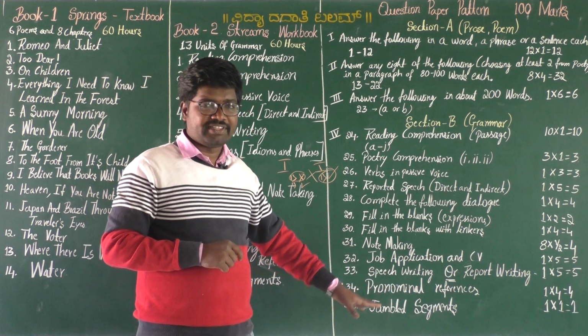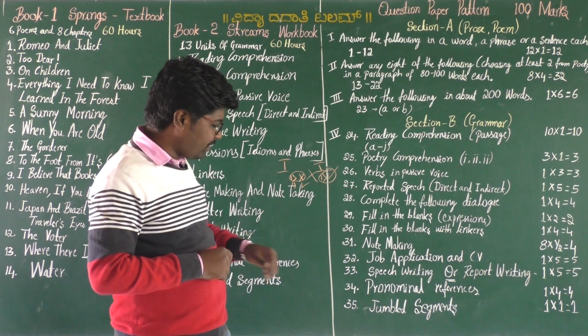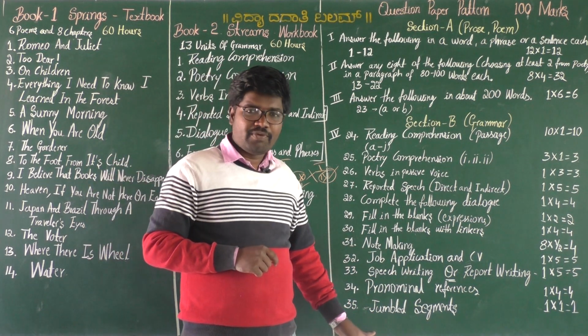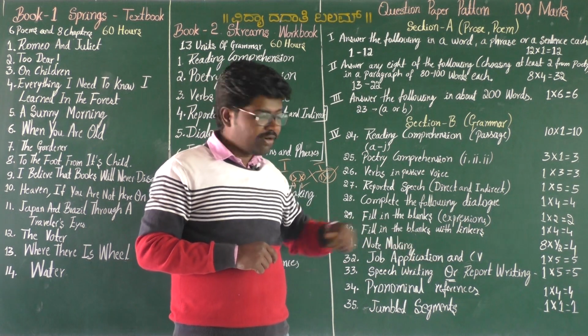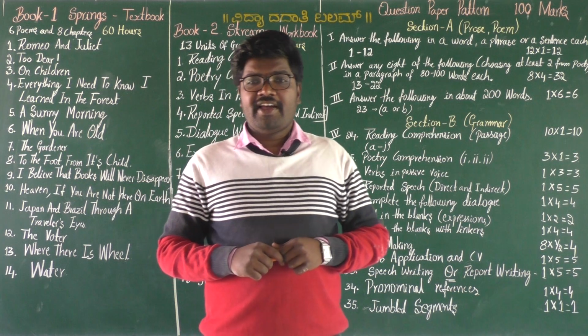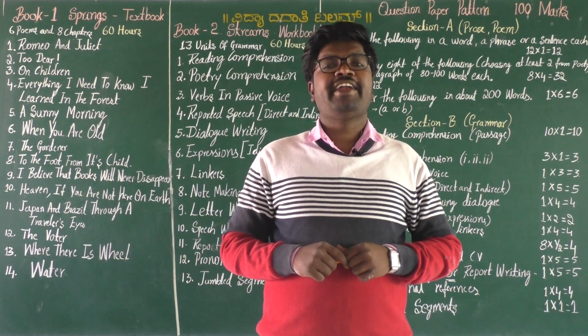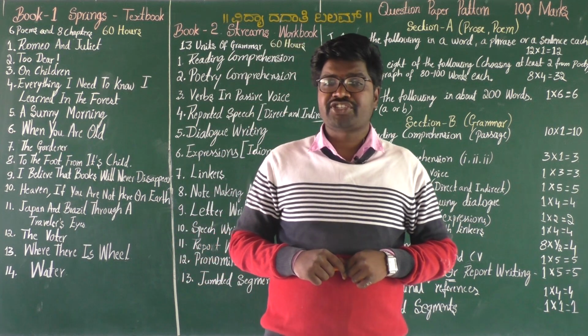Then the last one you have is jumbled segments. You are already familiar with this part from the first PUC. We call it word order or jumbled segments. This is for 1 mark. This is all about the syllabus, concepts and question paper pattern for your second PUC English language.